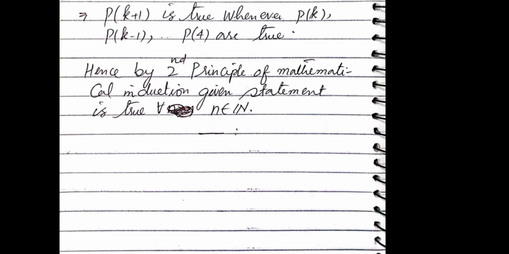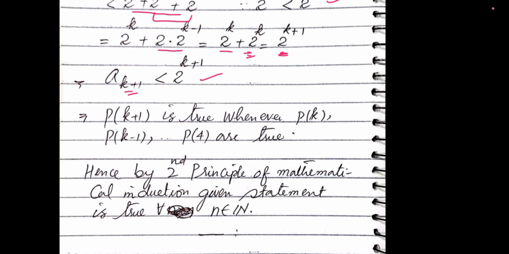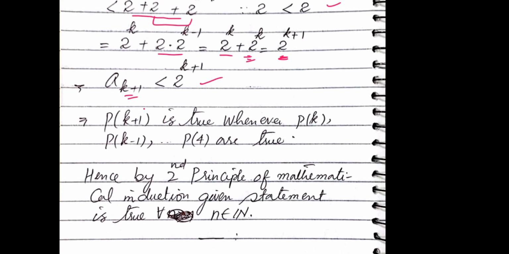That is our target. Hence P(k+1) is true whenever P(k) is true. P(k-1), P(k-2), up to some P(4), are true. Hence, by the second principle of mathematical induction, the given statement is true for all.